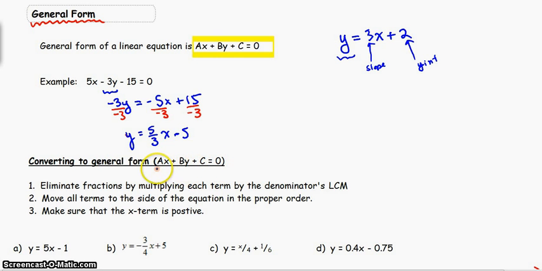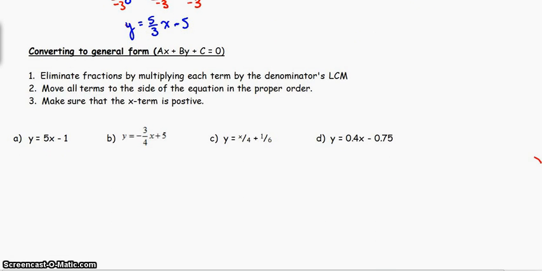One last little piece is the first term, the leading coefficient of the x term, in other words the value of a, cannot be negative. So I'll show you what I mean using these following examples, and we'll go through that. y equals 5x minus 1. You'll notice it equals 0. That means I don't want any terms on the right-hand side.